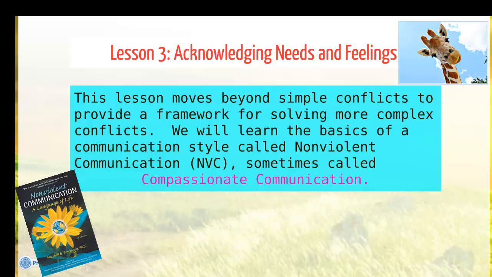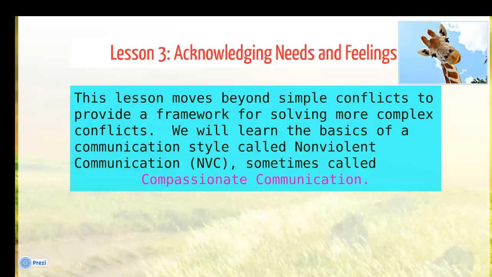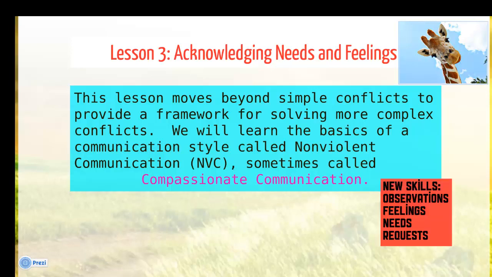And it is a new communication style based on understanding the needs and feelings of yourself, the needs and feelings of others, and then working on coming to mutually beneficial solutions through requesting things based on your needs and feelings. So the 4 skills we're going to look at related to nonviolent communication are observations, feelings, needs, and requests. And that will take us into the capstone project.